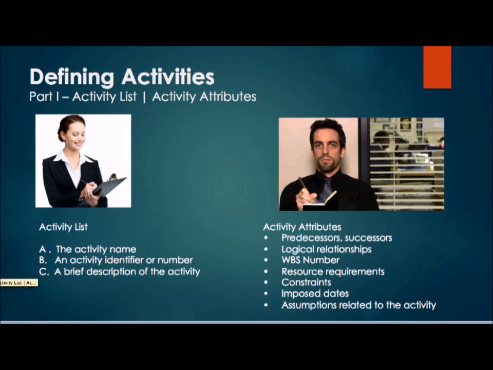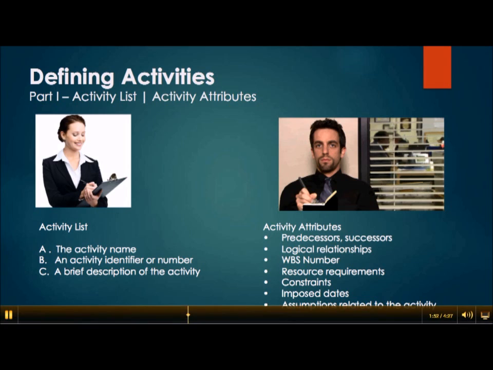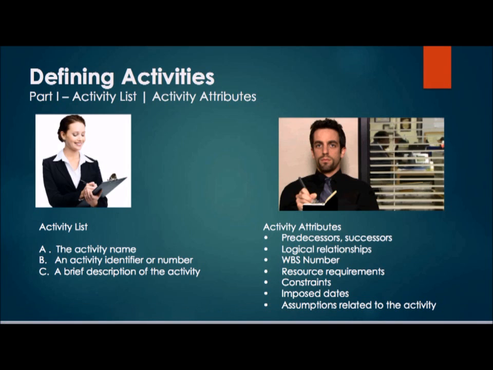Part 1 of the activity list and activity attributes. The activity list consists of the activity name, the identifier or number, and a brief description of what the activity is doing. The attributes are the predecessors, successors, logical relationships, the WBS number, the resource requirements, the constraints, the imposed dates, and the assumptions related to the activity.